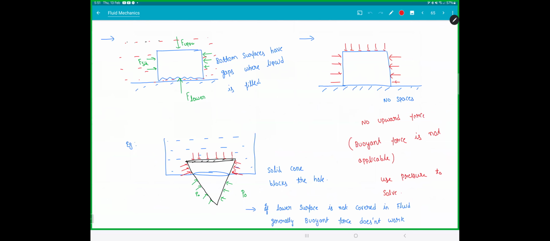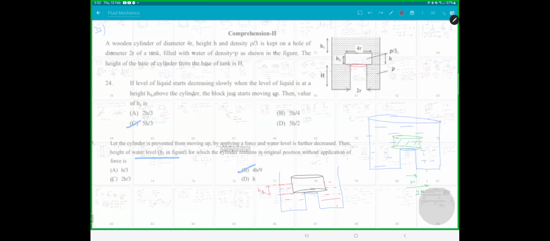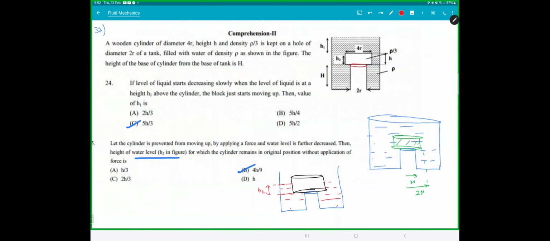This was the page that we discussed. You can't use buoyant force if the lower part is not completely covered with liquid. Clear? Because buoyant force is defined as F lower minus F upper. The lower is not completely liquid. Did everyone get the question?